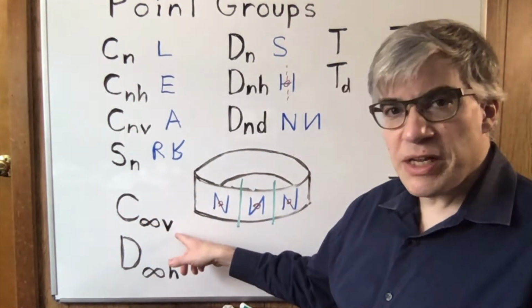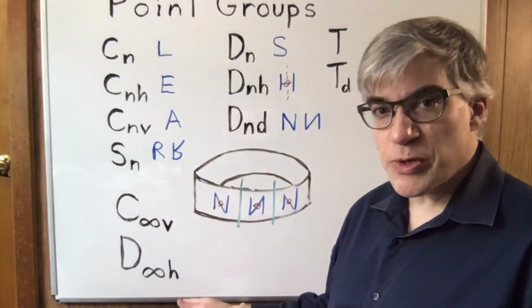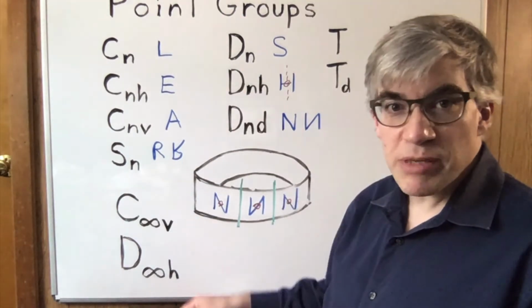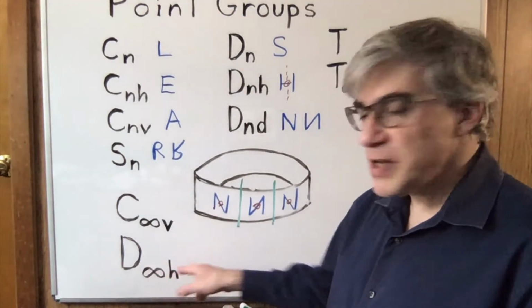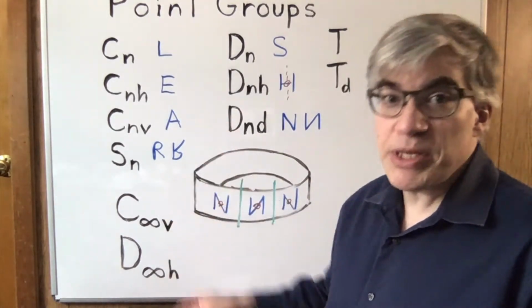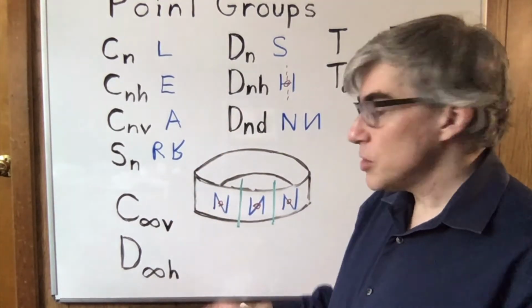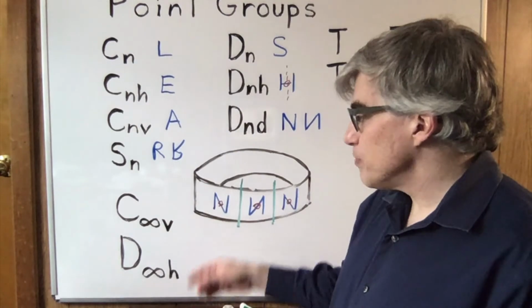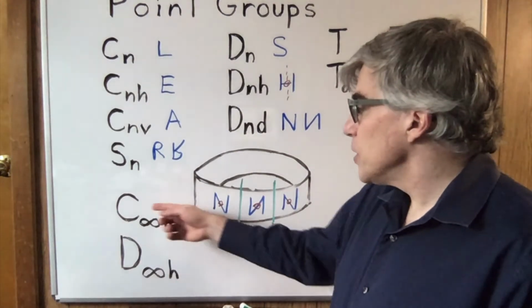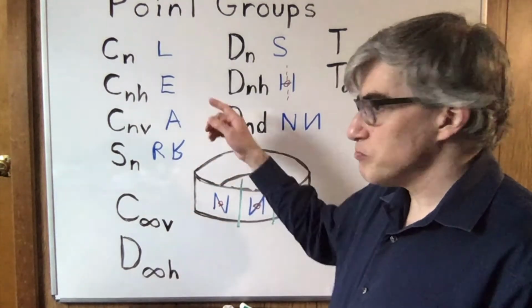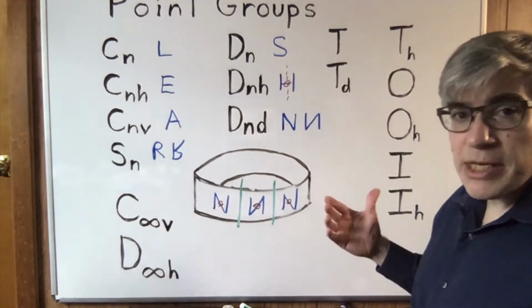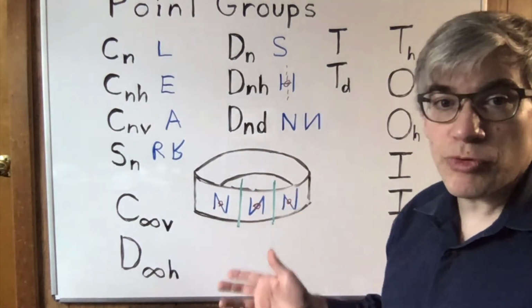The C infinity V is actually just a linear molecule, but one that isn't up-down symmetric. And the D infinity H is a molecule that is up and down symmetric and linear. So XAX or OO, whereas C infinity V might be HCN. Finally, we come to the polyhedral groups.